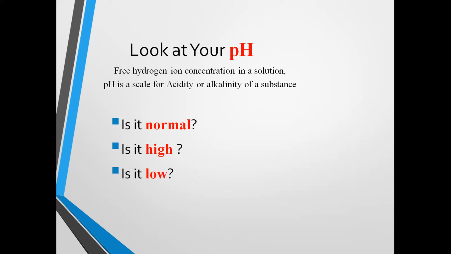In ABG interpretation, the first point is to look at the pH, whether it's normal, it is high, or it's low. Normally we basically have three conditions: normal, hyper, or hypo. When we study pH, the normal value of pH is 7.35 to 7.45. So if it is elevated, it's high.